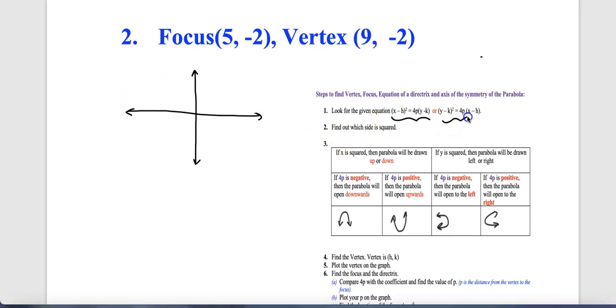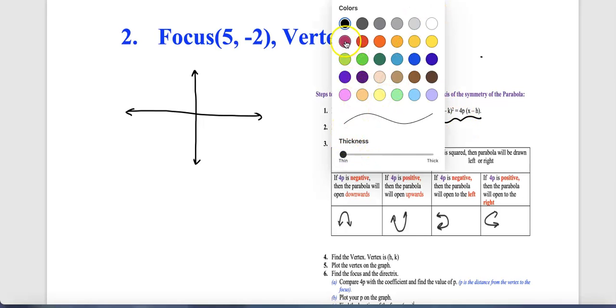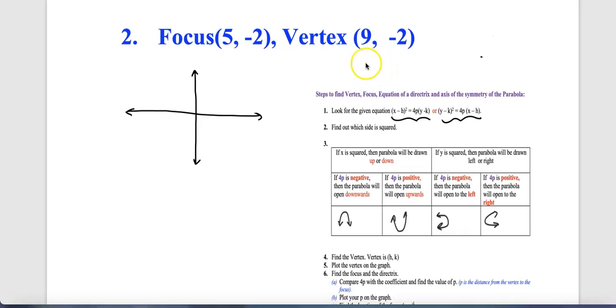Technically there are 4 equations, but which one will we use: x minus h whole square is equal to 4p y minus k, or y minus k whole square is equal to 4p x minus h? So let's do this problem. My vertex is 9 comma negative 2, so this is my 9 over here, and this is my negative 2. So let's plot this vertex.